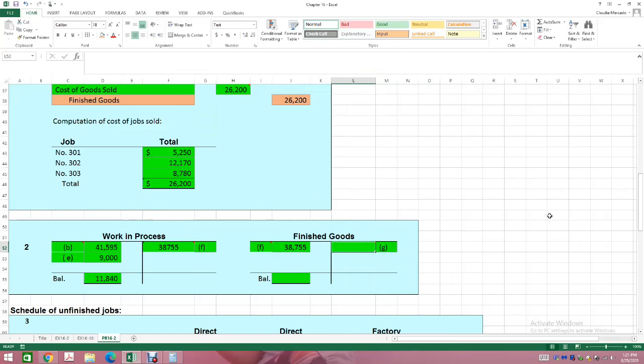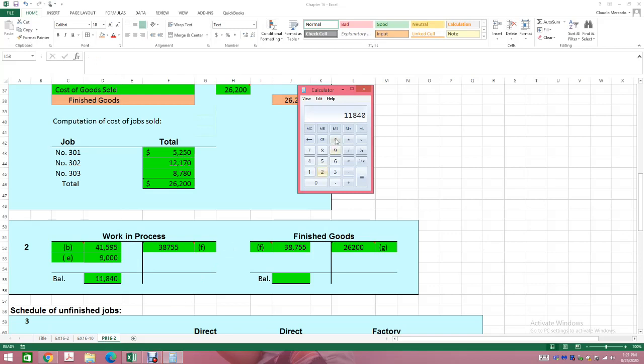And letter G is 26,200 right here, 26,200. So we're going to get our ending balance. My higher amount is the debit, so my balance should be on the debit side. Now this is a balance sheet account. The normal balance is the debit.